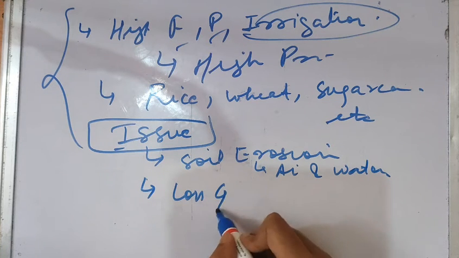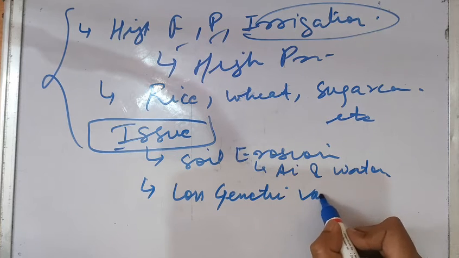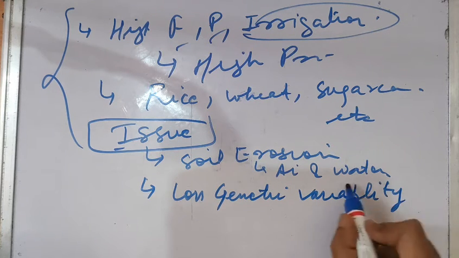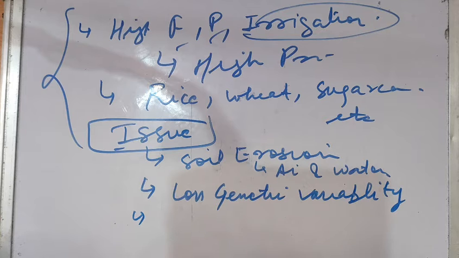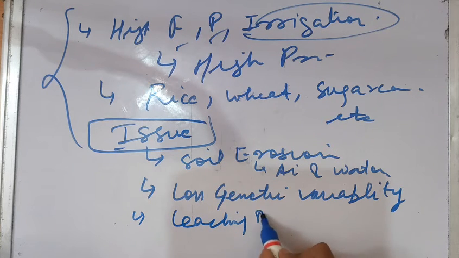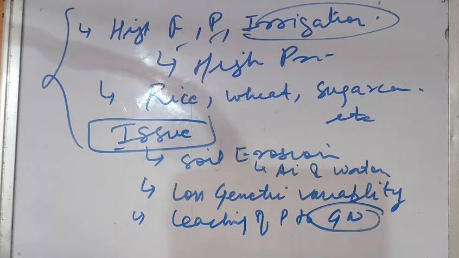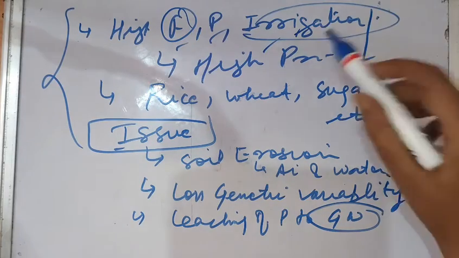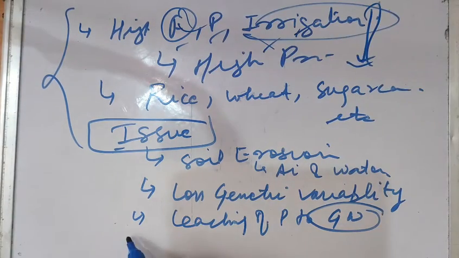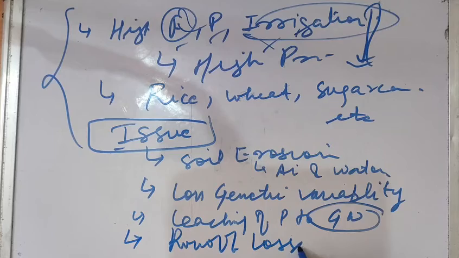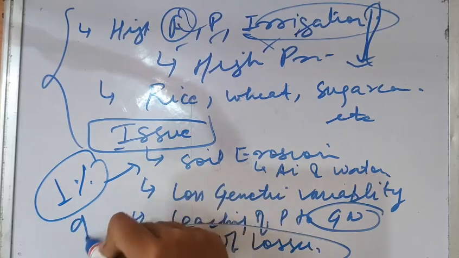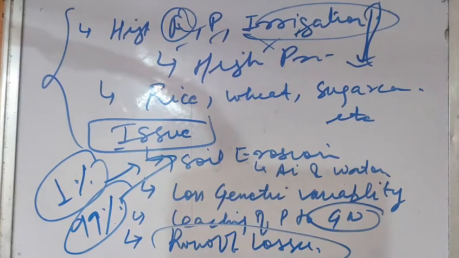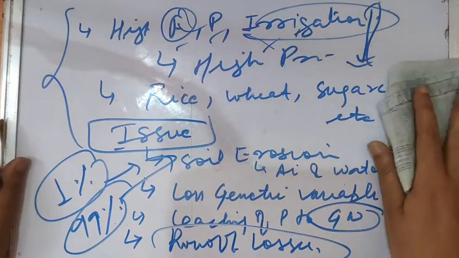We lose genetic variability of a place, as we grow the same species of crops. Leaching of pesticides to groundwater can be seen in these places, as we use high fertilizers with high irrigation. When the irrigation water leaches, it takes the content of fertilizers to the groundwater. We have runoff losses because there is high irrigation. Crops are not going to use all the water, they use only 1% of water, and 99% of water is lost as runoff losses. So this is what a cropland ecosystem is.